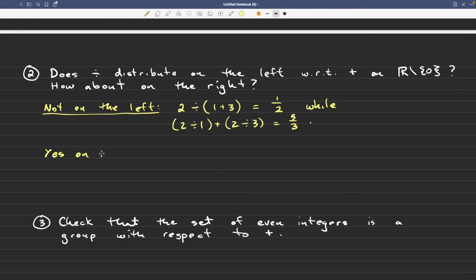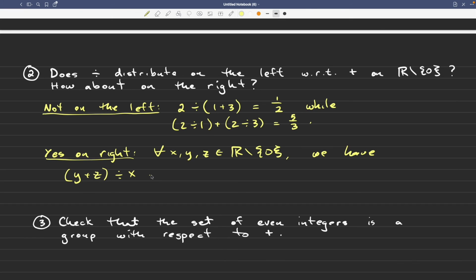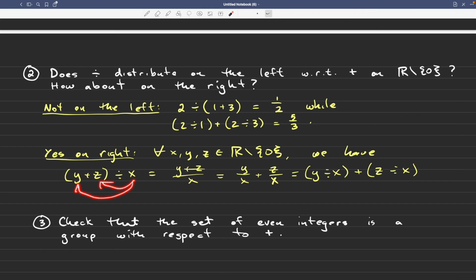So yes, on the right, for every x, y, and z in the set, we have y plus z divided by x is equal to y plus z over x, which equals y over x plus z over x. Here we're just using familiar properties of fractions. And then this is y divided by x plus z divided by x. So we were able to pull off the distribution like this. That's pretty cool. Interesting.